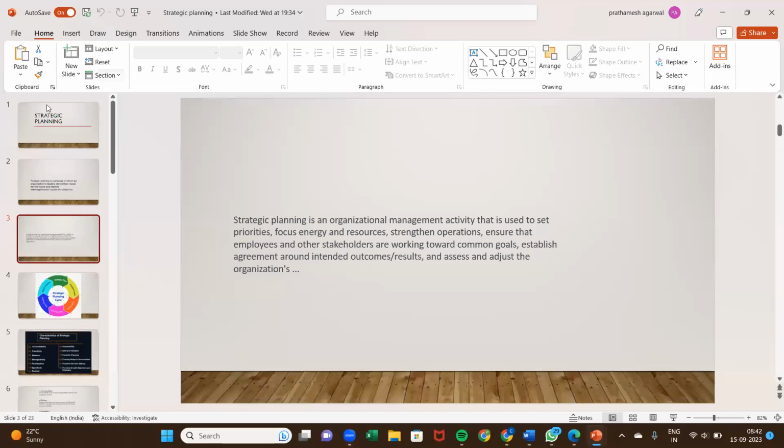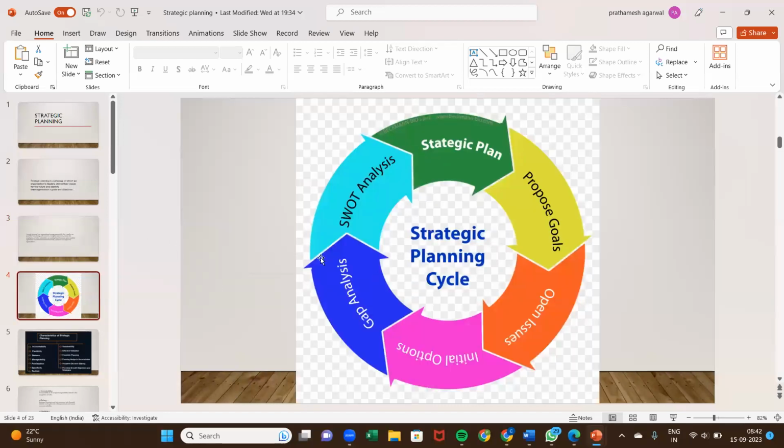Strategic planning is an organizational management activity that is used to set priorities, focus energy and resources, strengthen operations, and ensure that the employees and other stakeholders are working towards common goals. It establishes agreement around the intended outcomes, what can be the results, and it assesses and adjusts the organization's working. Now, just see, this is strategic planning, very important.